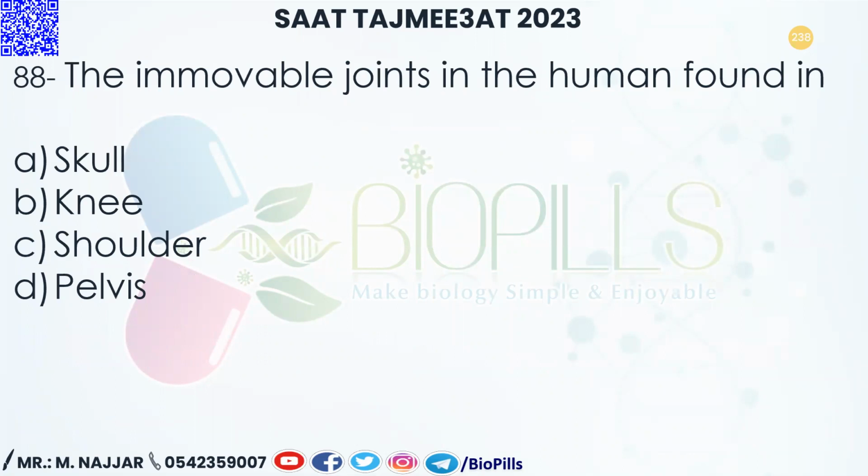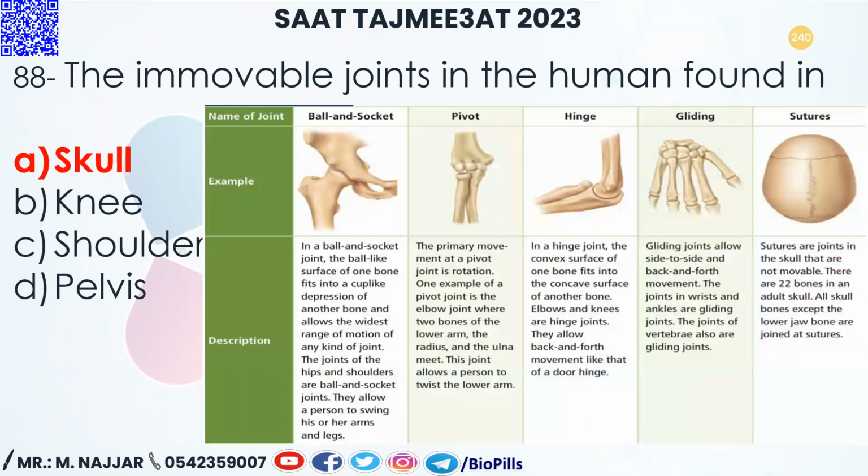Question number 88. The immovable joint in the human is found in? Immovable joints. Of course, the skull. Yes, sutures. Here are the sutures. This is called immovable. And then we have slightly movable, it's not written here. Slightly movable, such as the back and the rib cage. They are slightly moving, not completely not moving, and also not freely moving.